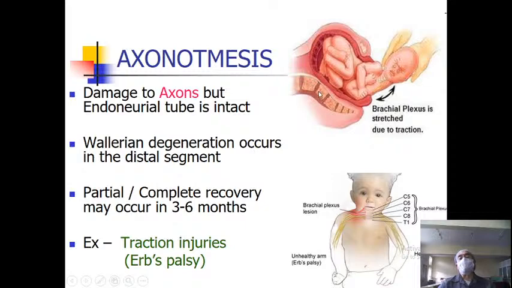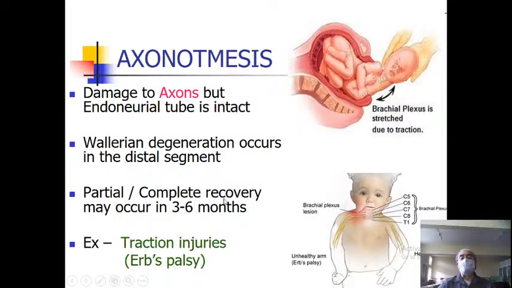Coming to the second injury, that is axonotmesis. Here there is damage to axons, but the endoneurial tube is intact. That is very, very important, because once the axon is damaged, if the endoneurial tube is intact, there is some hope, some light at the end of the tunnel. So this can be salvaged, but because there is damage to the axon, Wallerian degeneration occurs. So the presence of Wallerian degeneration indicates that there is some anatomical damage to the axon.